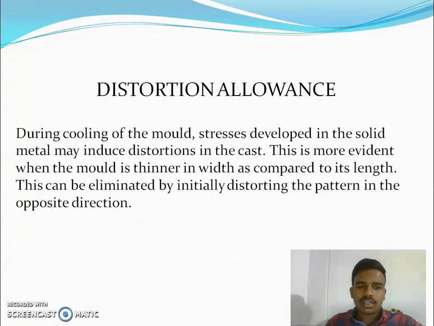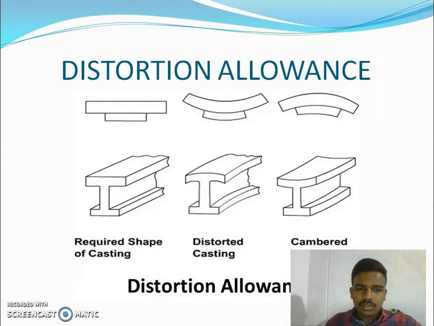Next is distortion allowance. In the mold, stress is developed in the solid. Some thin sheets cannot be cast easily, they will become destroyed. So for this purpose they will give the distortion allowance. With this distortion allowance we can easily cast thin sheets also. So this is the diagram for distortion allowance. This is the required shape of casting, this is the distorted casting, and this is the cambered casting.